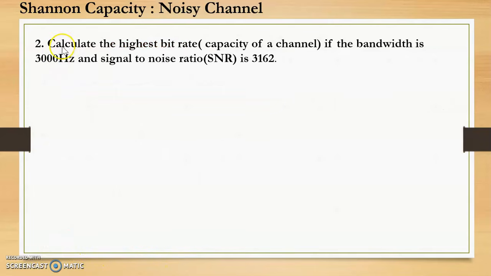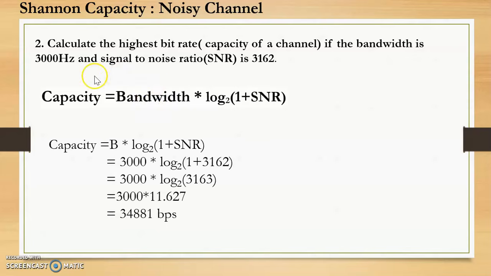The next question is, calculate the highest bit rate or the capacity of the channel if the bandwidth is 3000 Hz and the signal to noise ratio is 3162. So over here we are given the bandwidth of the channel and we are also given the signal to noise ratio. We just need to find the capacity of the channel. So we will use this formula to find the capacity.